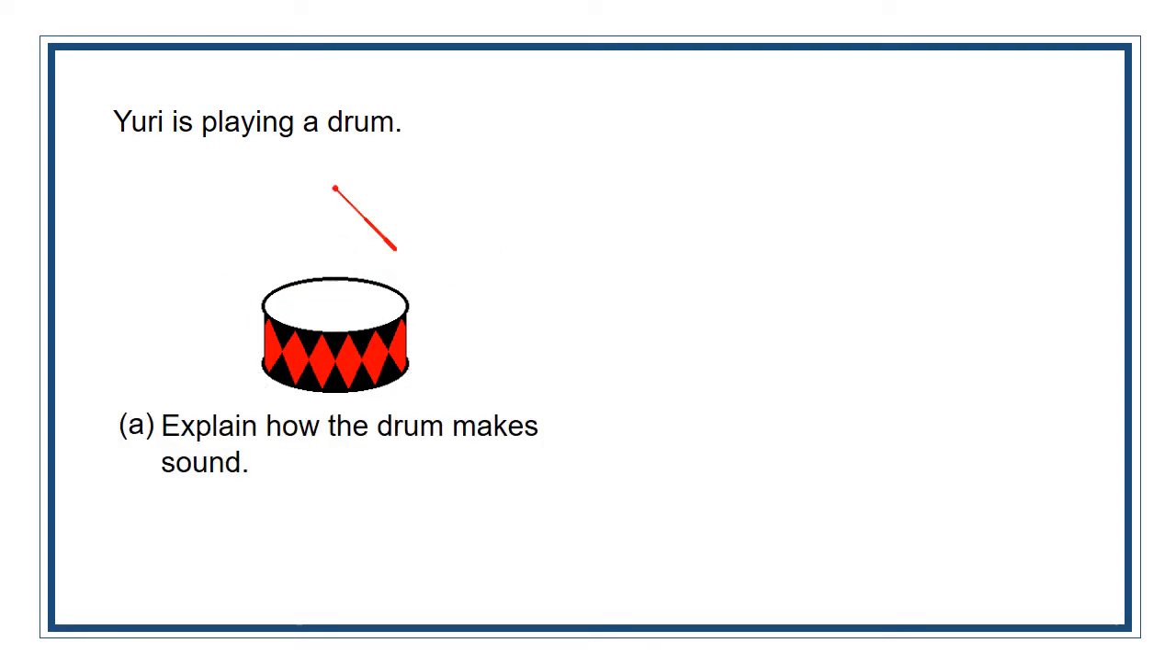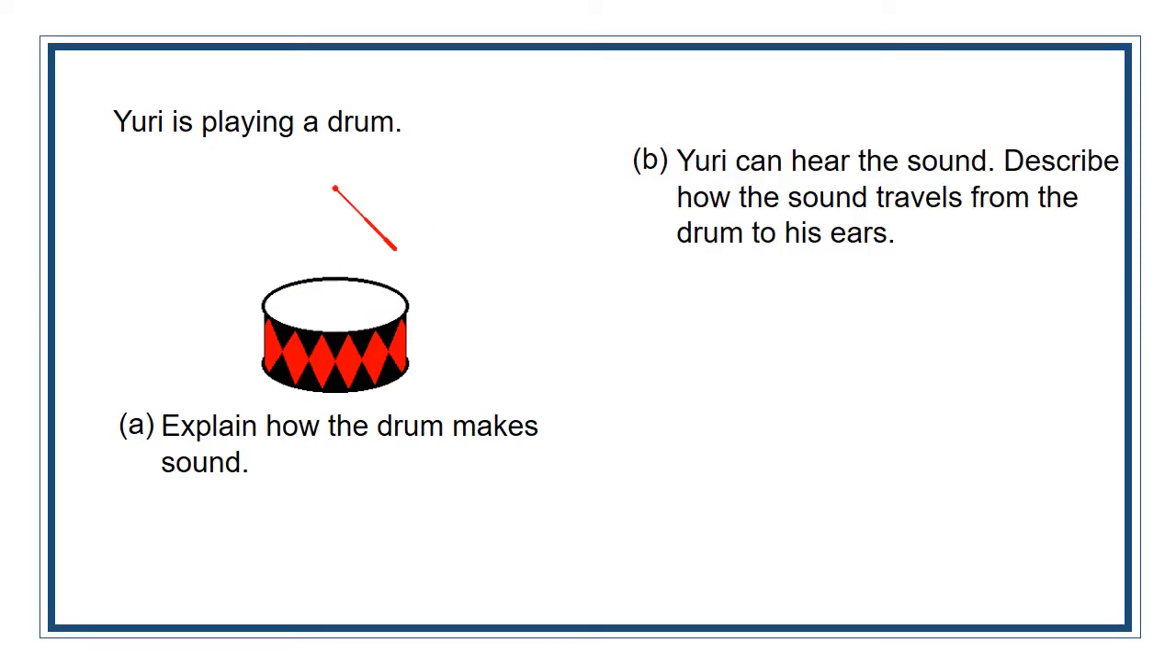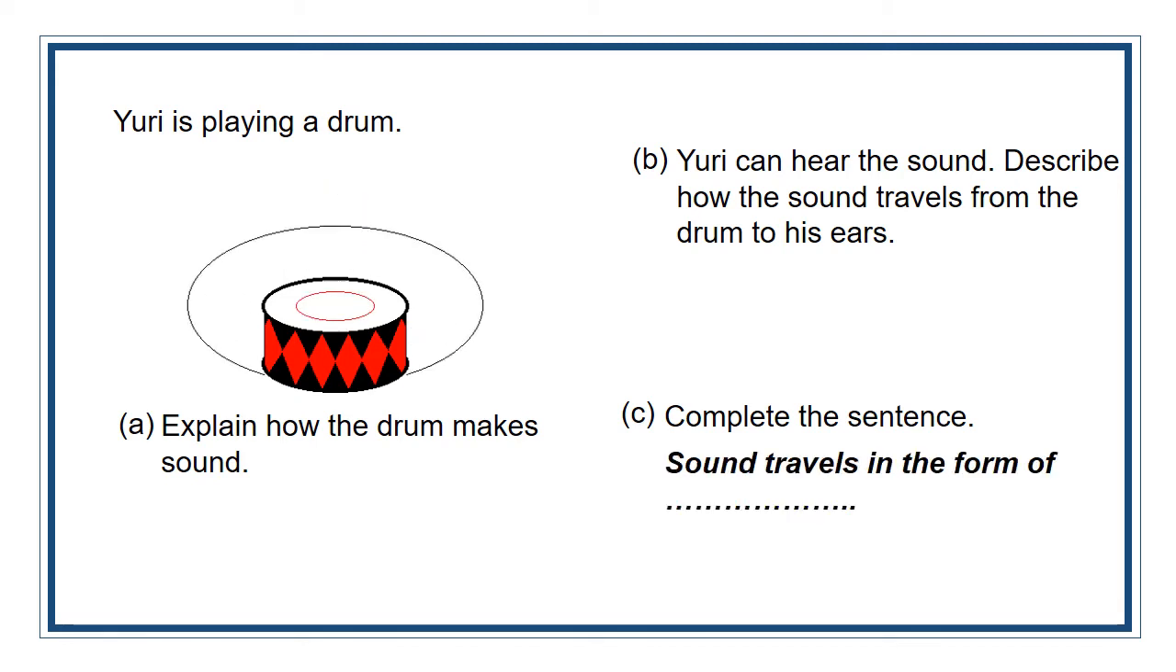Yuri is playing a drum like this. Now we have the following questions. For letter A, you have to explain how the drum makes sound. For B, Yuri can hear the sound. Describe how the sound travels from the drum to his ears. And for C, you have to complete the sentence: Sound travels in the form of blank. You may pause the video to give you time for answering.